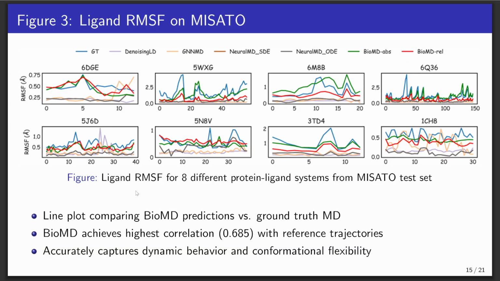Here is the ligand RMSF on the Misato dataset. The blue line is the ground truth, and the green and red curves are two different settings of BioMD. We can see that for most of the cases, BioMD is the most similar to the ground truth curve. It achieves the highest correlation with the reference trajectories. So this shows it can accurately capture the dynamics behavior and conformational flexibility.